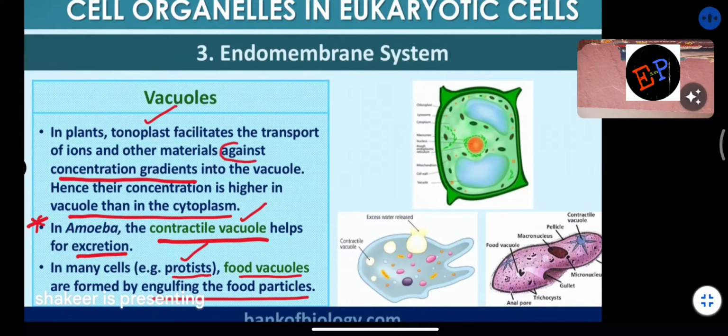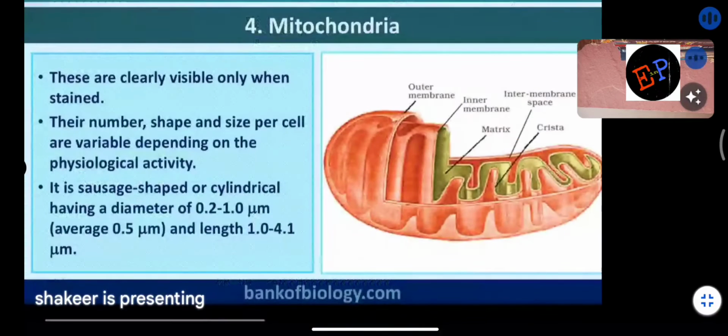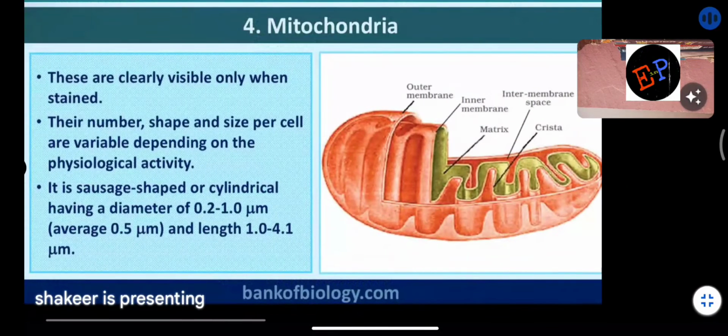Against the concentration gradient. These are the points. Okay. Next, mitochondria. They are clearly visible only when stained. What is meant by staining? Already we have studied that. Adding color to a particular cell or region is called staining. So we can clearly see the mitochondria only when we stain them. Are you able to understand?